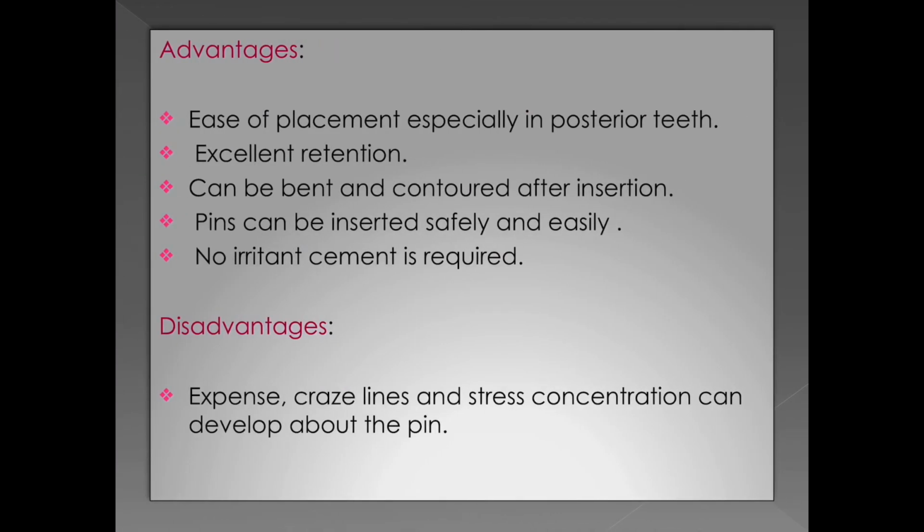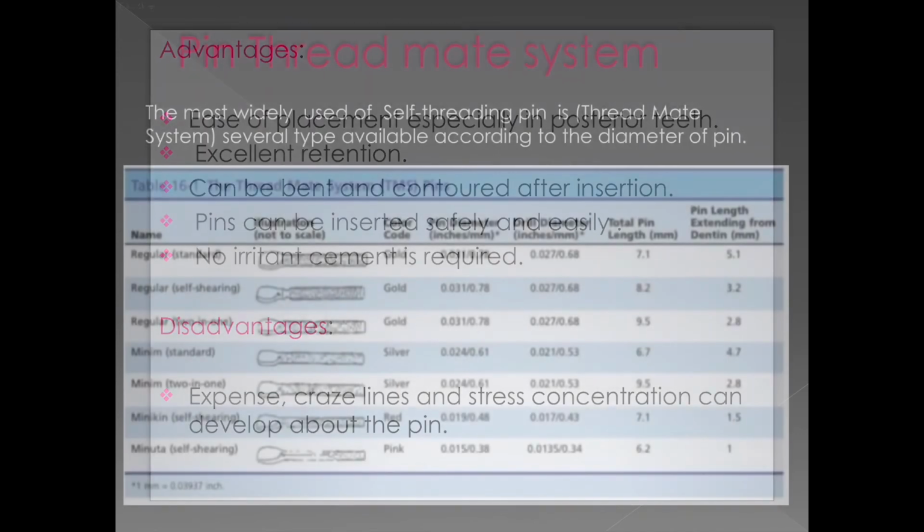Now I talk about advantages and disadvantages. It is easily placed in posterior teeth, which cannot be done with the previous types. Excellent retention and you can contour it even after insertion. It is also safe and easy, with no irritation because no cement is used. Disadvantage: it is expensive and causes craze lines because of stress concentration inside the dentine.